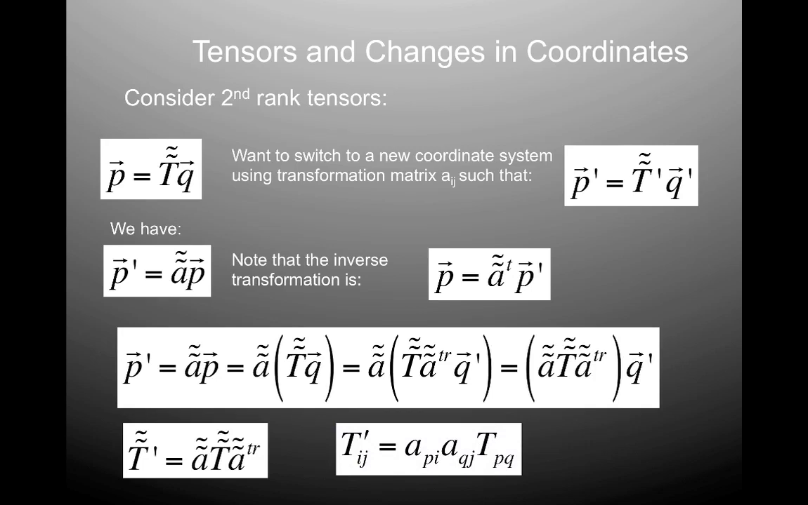We can write this in subscript notation as follows, where we have, again, the Einstein convention. We have repeated indices on the right side, p and q, and the elements of t prime are obtained by appropriate multiplication twice by A to t.